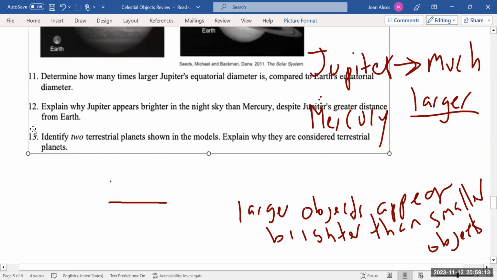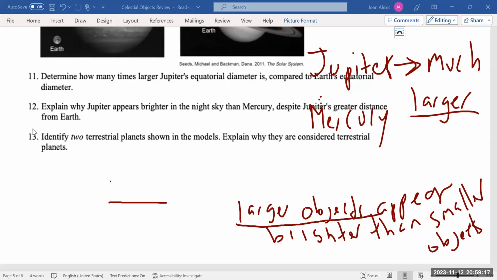And it is the fact that larger objects appear brighter, right? Larger objects appear brighter than smaller objects. And that is your answer for number 12.